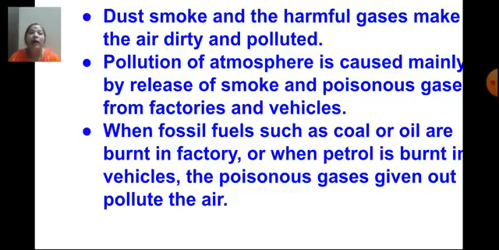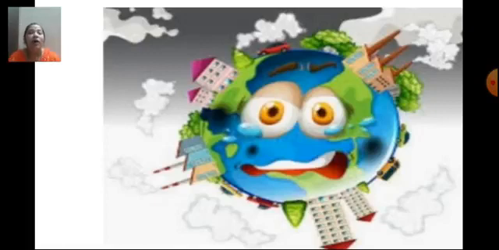Dust and smoke are harmful, and the harmful gases make the air dirty and polluted. Pollution of the atmosphere is caused mainly by the release of smoke and poisonous gases from factories and vehicles. When fossil fuels such as coal or oil are burnt in factories, or when petrol is burnt in vehicles, the poisonous gases given out pollute the air. See the picture of the earth, mother earth, nature, it is getting so much disturbed. There are so many problems caused due to the pollution of air.